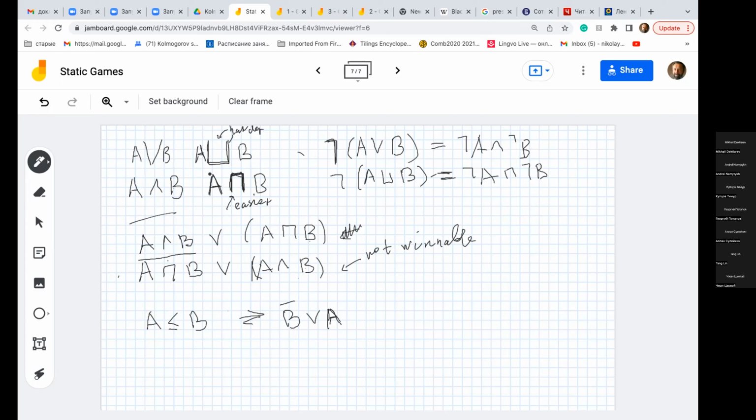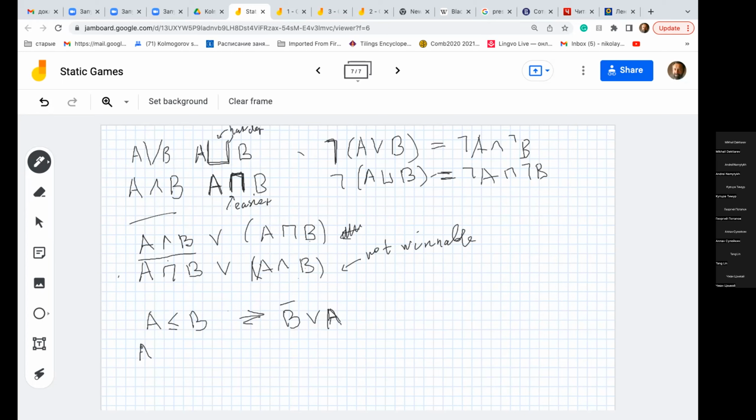And in this sense, this reduces to this, but not the other way around. And on the other hand, this reduces to this, but not the other way around. So this is a kind of definition of comparison. But this reduction is not the main reduction we need. We will define an analog of a Turing reduction as follows.